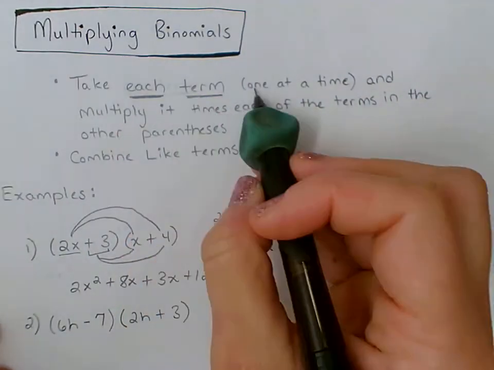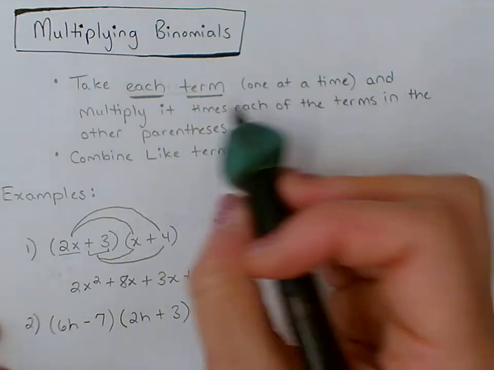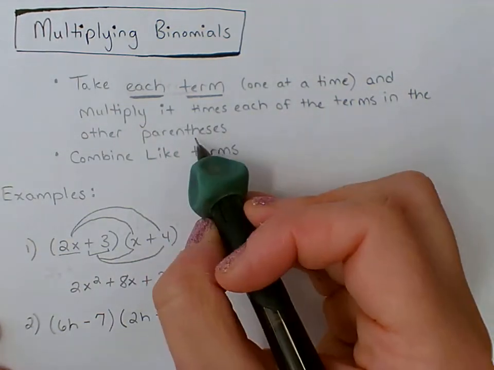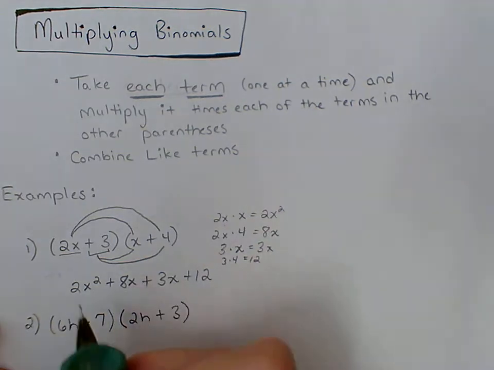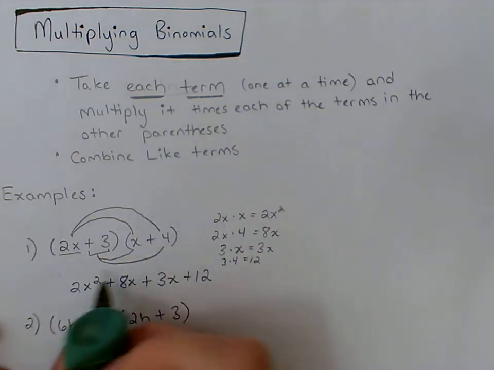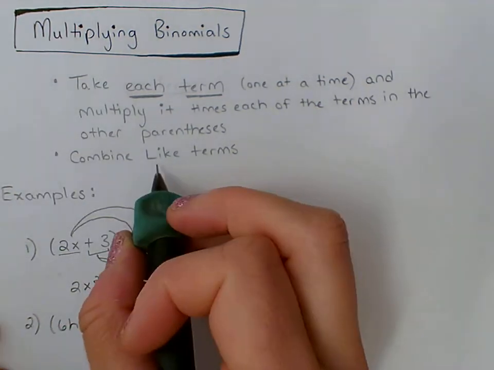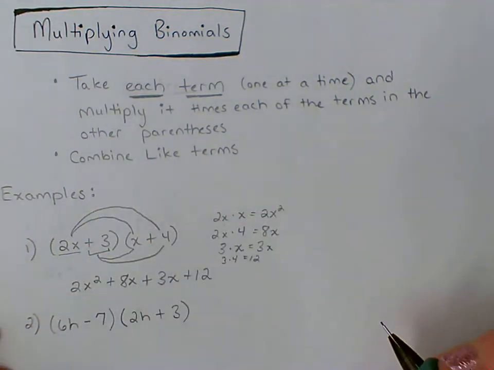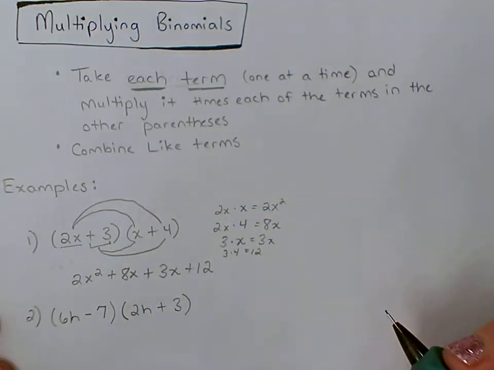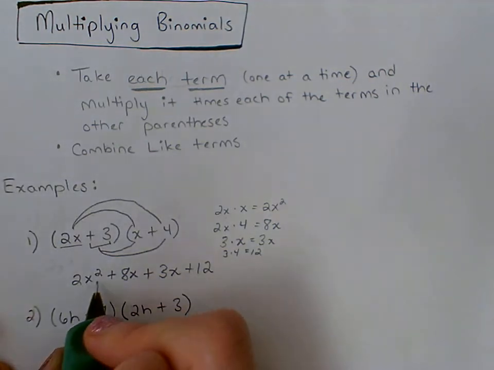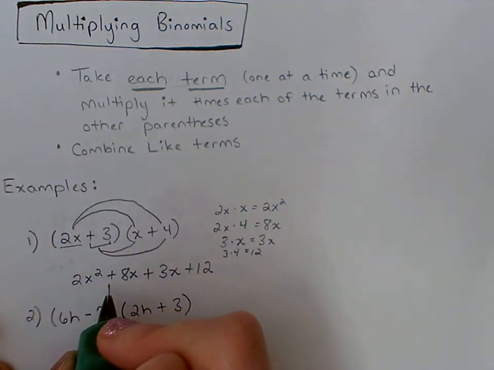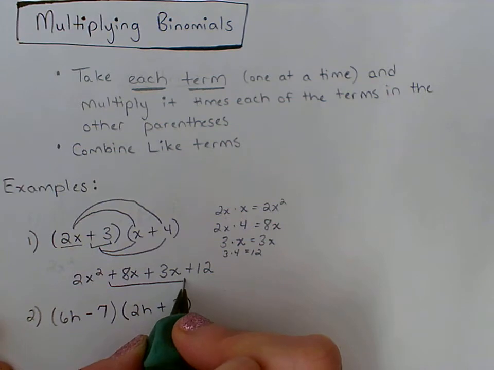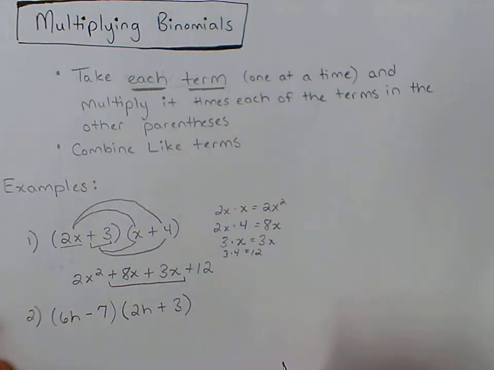You take each term one at a time and multiply it times each of the terms in the other parentheses, and then after that you're going to look at what you have and see if there are any like terms, combine them, and then if it needs to be rewritten in standard form, you do that. Notice that 2x squared is not a like term with anything, but this 8x and that 3x are like terms, so we're going to combine those, and then that 12 is just going to come over.